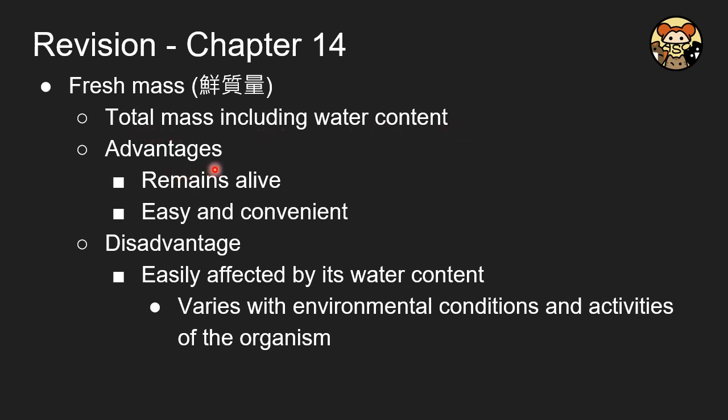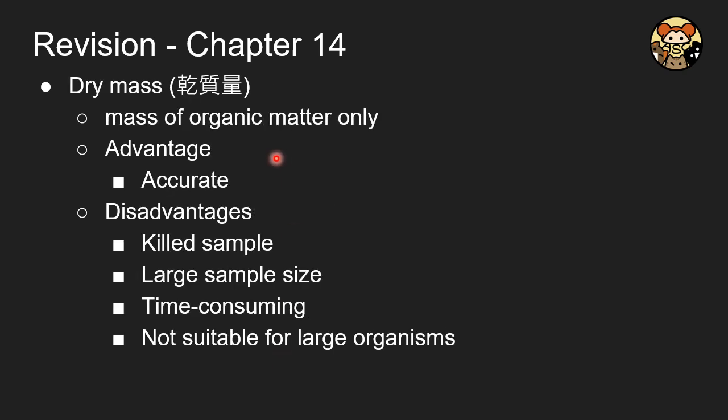And the advantage is that, again, the object will remain alive, and also it is easy and convenient to measure the fresh mass. However, the disadvantage is that it is easily affected by the water content, which can vary with environmental conditions and also activities of the organisms. So in order to prevent such variation, we can use dry mass. That is the mass of the organic matters only. So we put the object into the oven and then we wait until there is no further change in mass, and then we will obtain the dry mass.